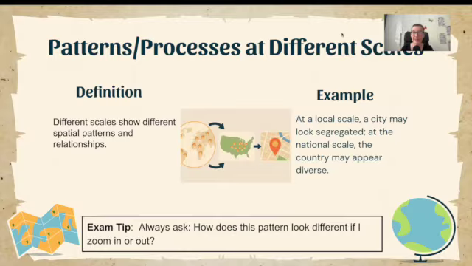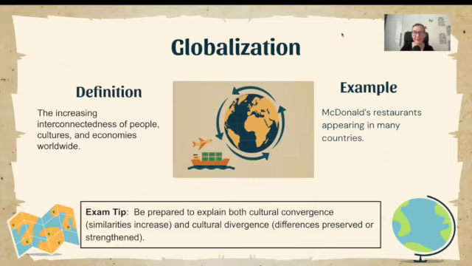Processes at different scales. The definition is different scales show different spatial patterns and relationships. For example, at a local scale, a city may look segregated. At the national scale, the country may appear diverse. So always ask yourself, how does this pattern look different if I zoom in or if I zoom out?